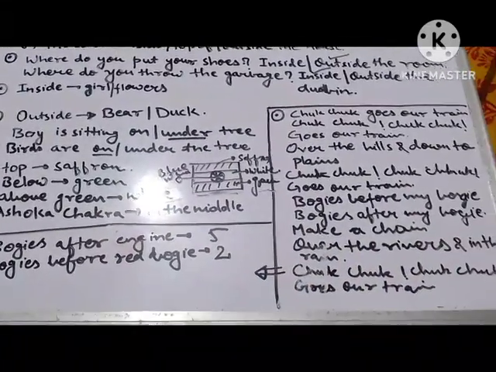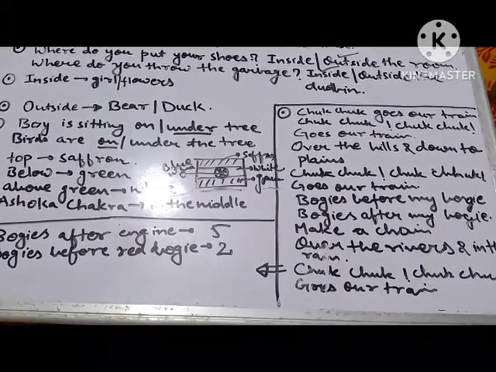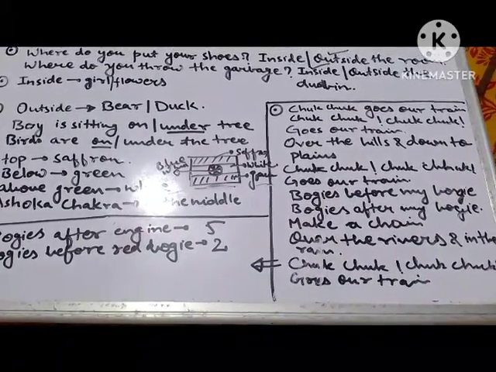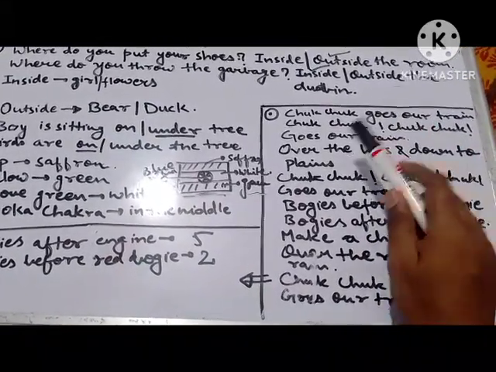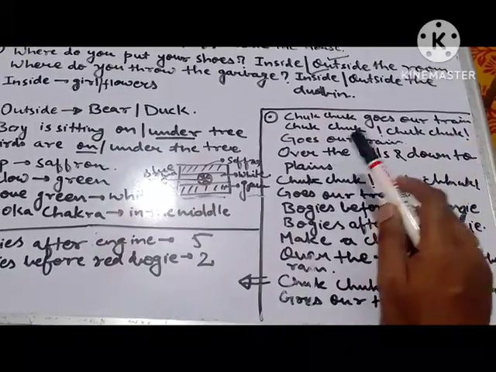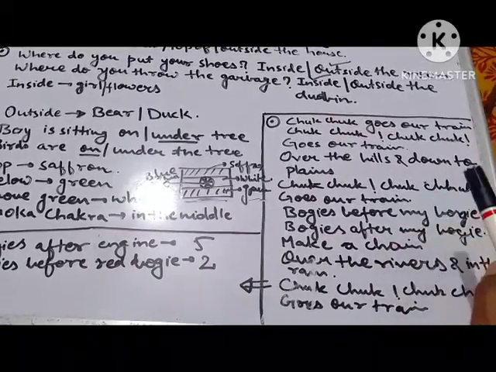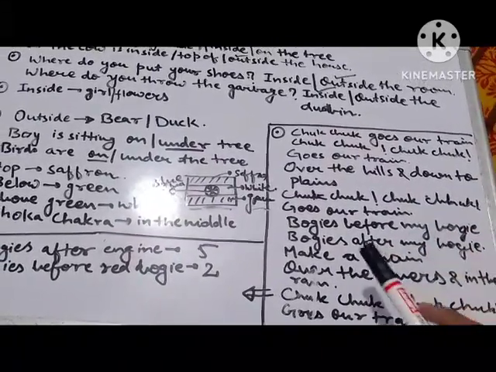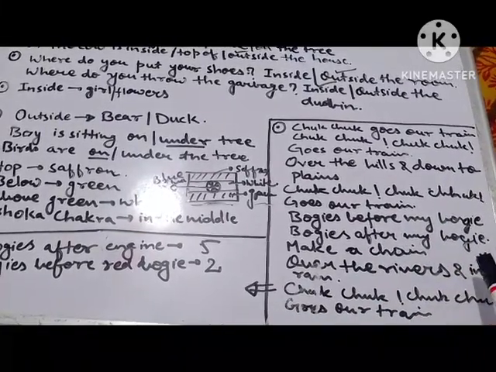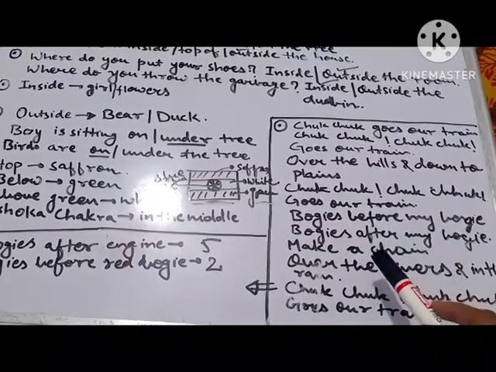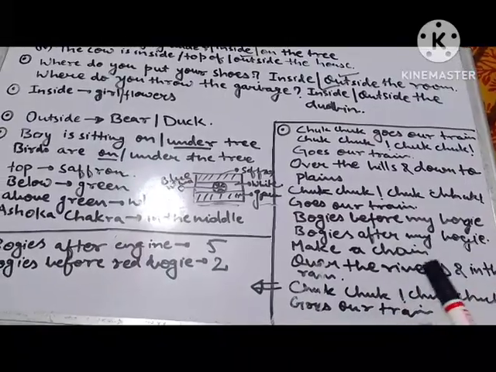Now another poem was there on which some questions were there. So let's see what the poem is. The poem starts like this. Chuk chuk goes our train. Chuk chuk chuk chuk goes our train. Over the hills and down to plains. Chuk chuk chuk chuk goes our train. Bogies before, bogies after, make a chain, over the rivers and in the rain. Chuk chuk chuk chuk goes our train.